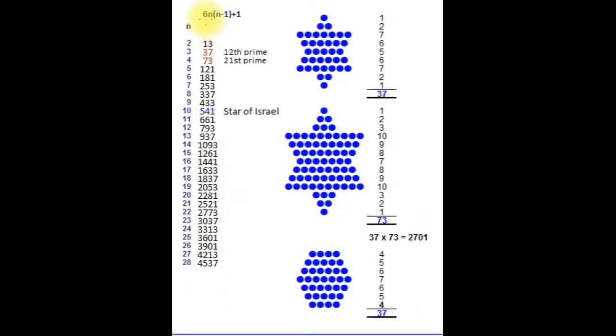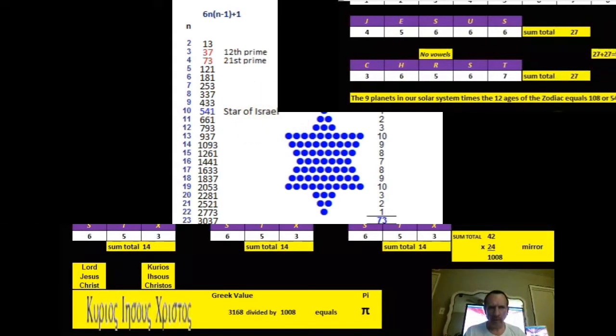Using the star number formula, 6 times the star number times the star number minus 1 plus 1, we see the Israel star being the 10th star number, star of Israel, 541 units. Its Hebrew gematria value is 541 as well.